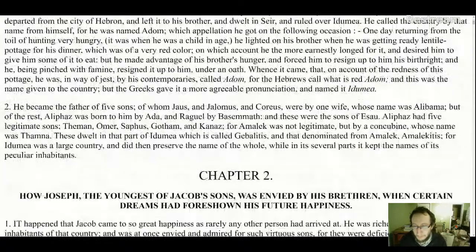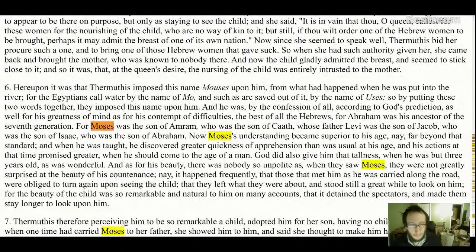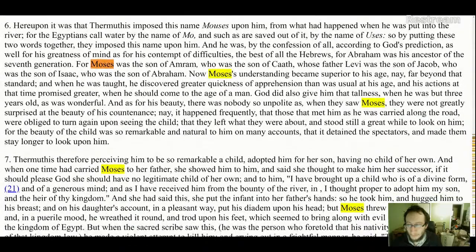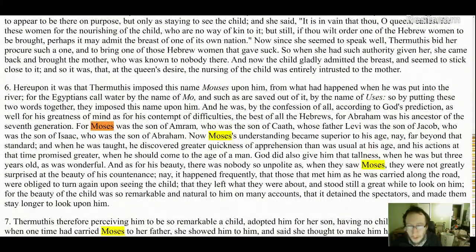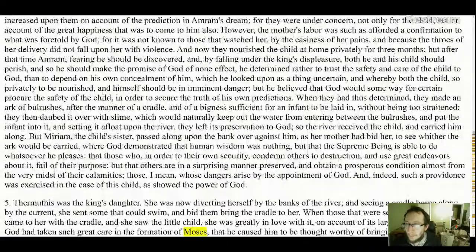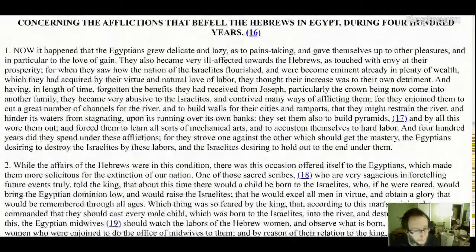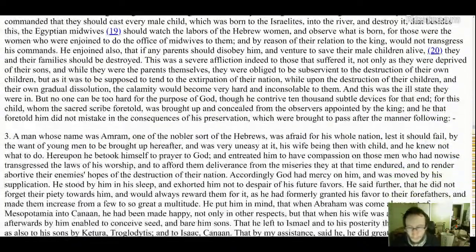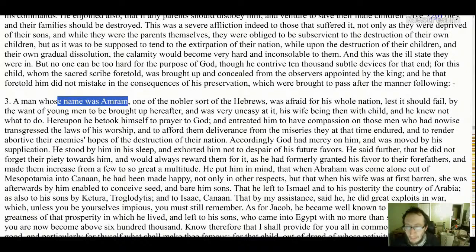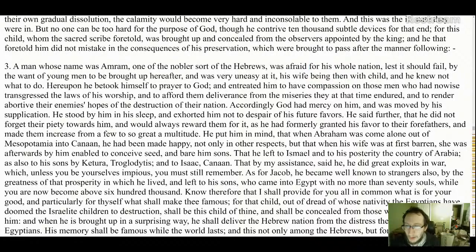Okay, so he starts off saying, first of all, he starts off with a man whose name was Amram, that's Moses' father, was afraid for his whole nation. So he betook himself to prayer to God and entreated him to have compassion on those men who had in no wise transgressed the laws of his worship. This is when they were going to kill all the firstborn, right?